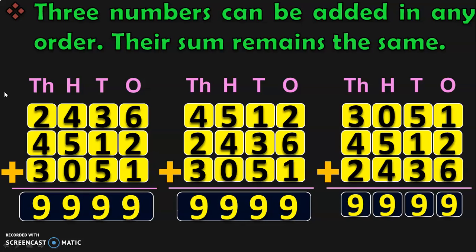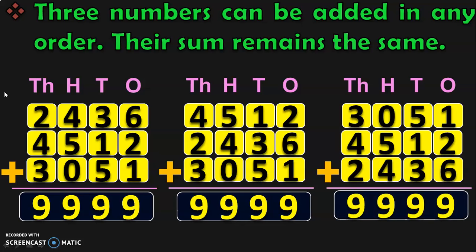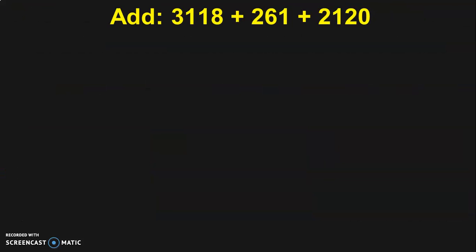So the sum of the three 4-digit numbers will give you the same answer, 9,999, when written in any order. This is the third property of addition. Let us see another example to understand this concept better.